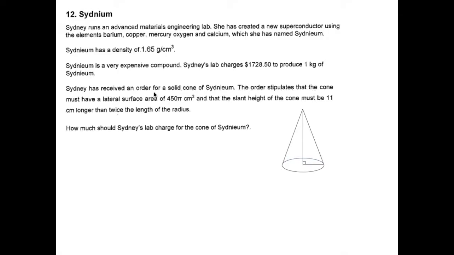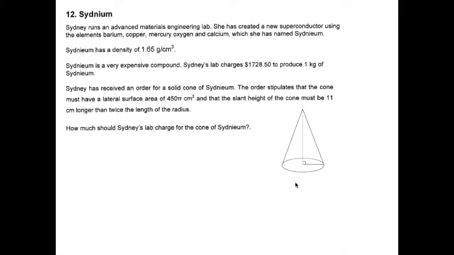The order stipulates that the cone must have a lateral surface area of 450 pi centimeters squared, and that the slant height of the cone must be 11 centimeters longer than twice the length of the radius. How much should Sydney's lab charge for the cone of sydnium?